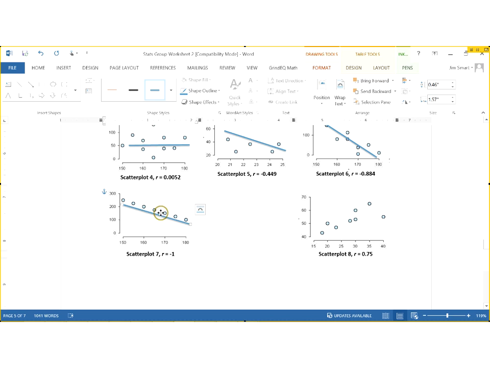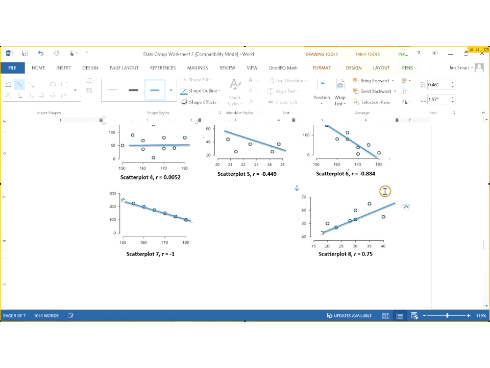Scatterplot 7, if I draw this line, this is another one where the points are right on a line. But there you can see. And notice the R is -1. So when the R is 1 or the R is -1, the points follow a line perfectly.